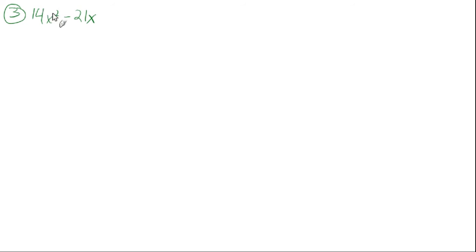So see that these have a factor of x in common, and the numbers have a factor of 7 in common. So when you factor a 7x out of this term, we get a 2x left, and here we get a negative 3. So that if we were to distribute the 7x through the parentheses, that's what we would get.